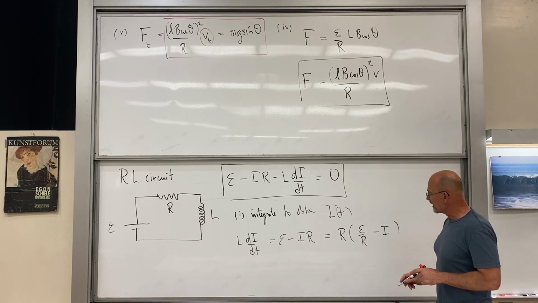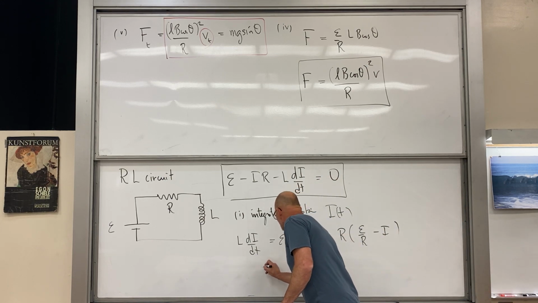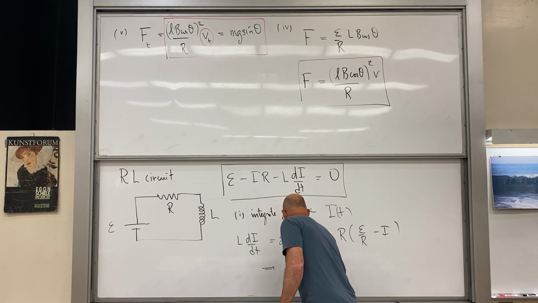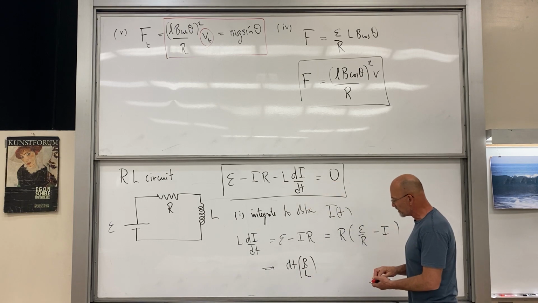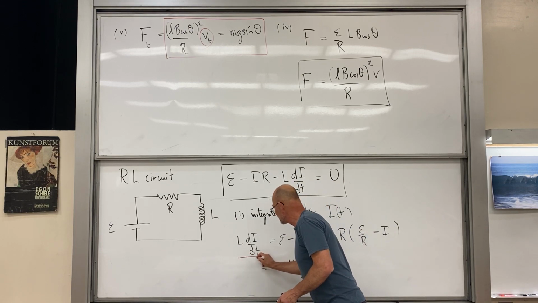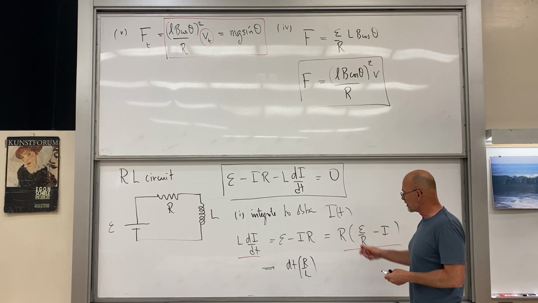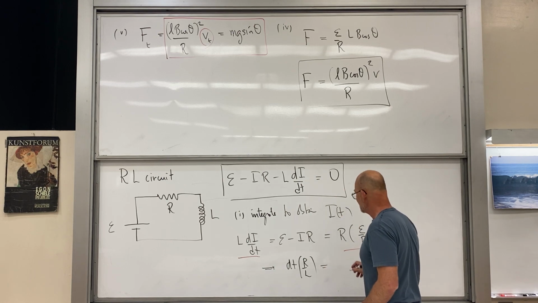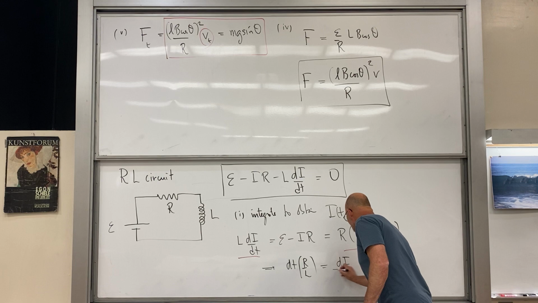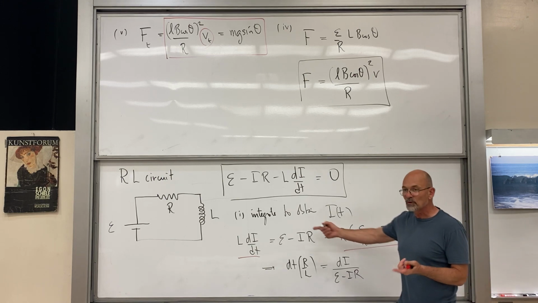And when we separate the variables, we're going to have dt times R over L. We just treat this algebraically. So I've got dt times R over L on one side, and I have di divided by E minus IR on the other. That's called separation of variables, and then we integrate both sides.